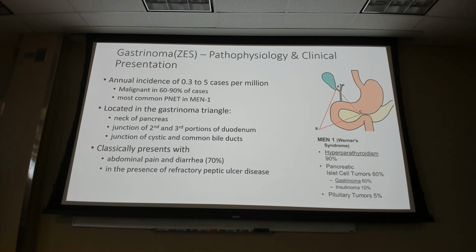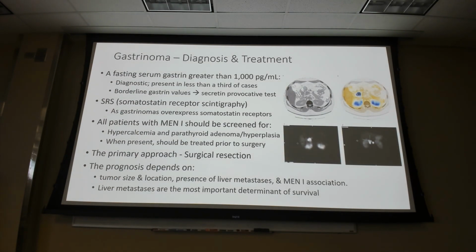And the presentation is going to be similar to your peptic ulcer disease patients. So they'll usually have some abdominal pain and might have bleeding, diarrhea. And how do we diagnose it? So the fasting serum gastrin is diagnostic if it's over 1,000. It's normally not over 1,000. It's typically in the 400 to 500 range, which is still abnormal. So that's why a lot of times you'll see a patient that has equivocal gastrin testing, and you'll have to do the secretin provocative test on these patients.